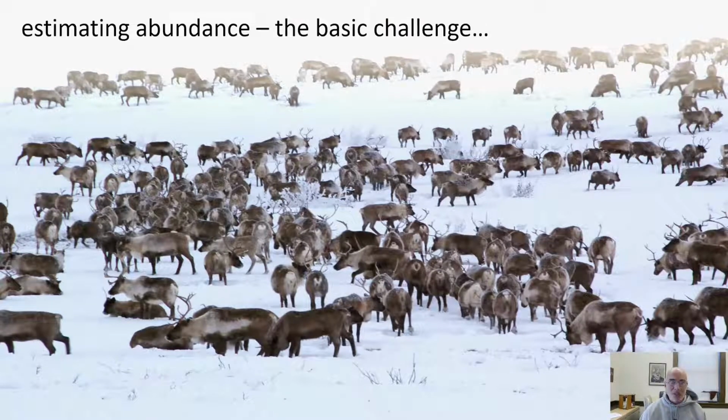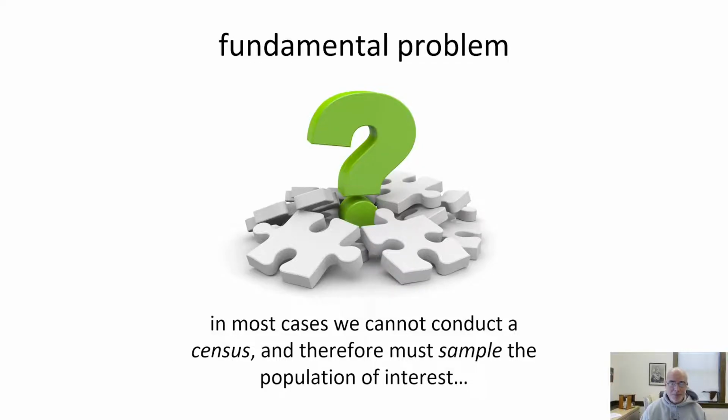What is the basic challenge for estimating abundance as an example type of problem that we're going to consider in the class? Well, the fundamental problem is that in most cases, you cannot conduct a census and therefore must sample the population of interest. So what do we mean by census? Well, in most cases, you're not actually counting everyone. You're looking at a sample of the population.